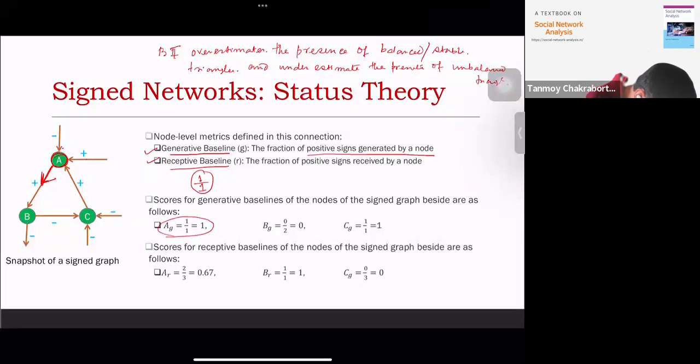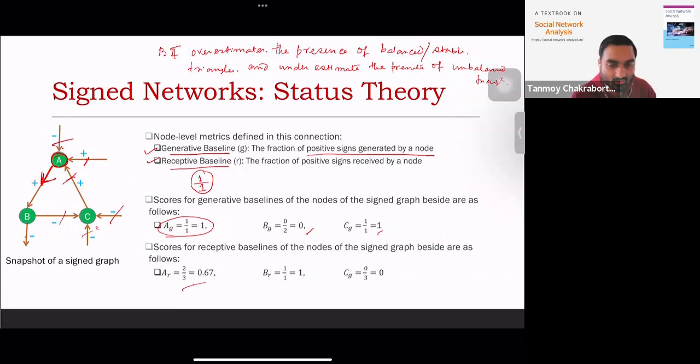Let's look at B. The generative baseline of B is 0, because B has generated 2 links and both these links are negative. So 0 by 2, right? Similarly for C. The receptive baseline is the other way around, right? It is the number of incoming edges, and how many of them are positive. So in case of A, there are 1, 2, 3 incoming edges, and out of them 2 are positive. So this is 2 by 3, right? For C, there are 1, 2, and 3 incoming edges, and all of them are negative. So this is 0 by 3, right?